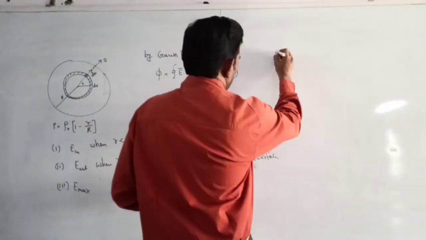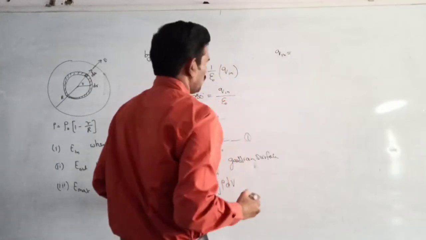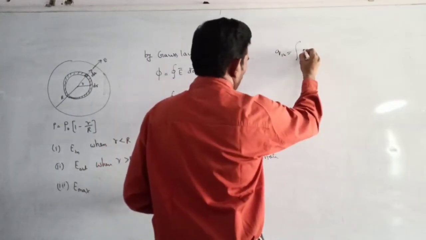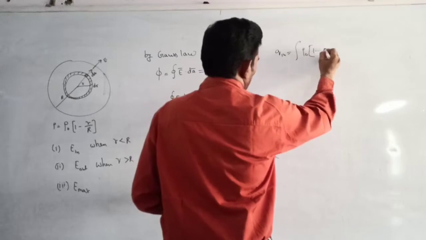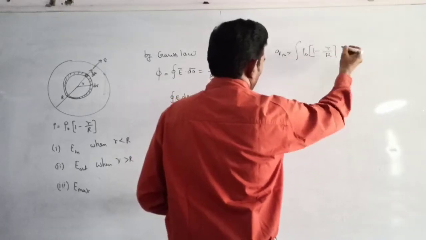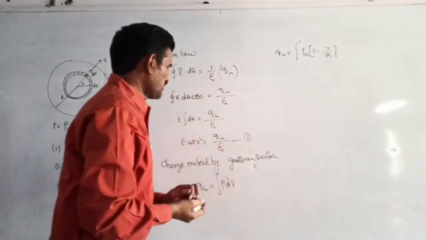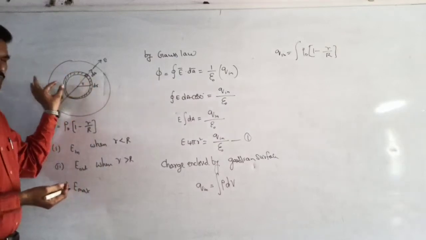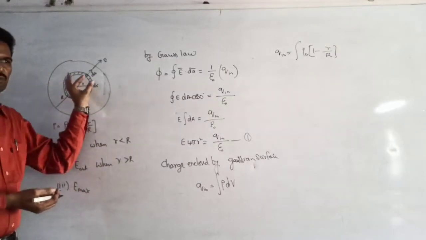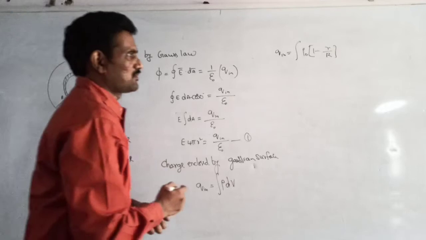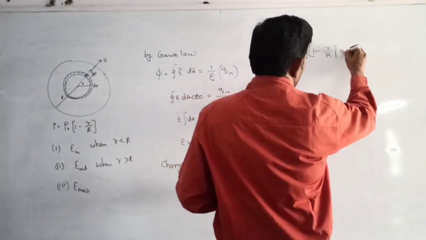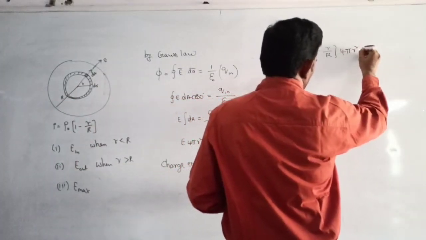So I can write Q in is equal to integral of rho naught into 1 minus r by R into dV. Now this dV is nothing but the volume of this spherical element, the small element for this charge that we need to write here. The spherical element is nothing but 4 pi r square into dr.